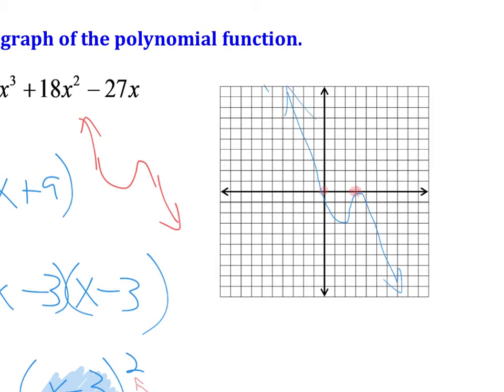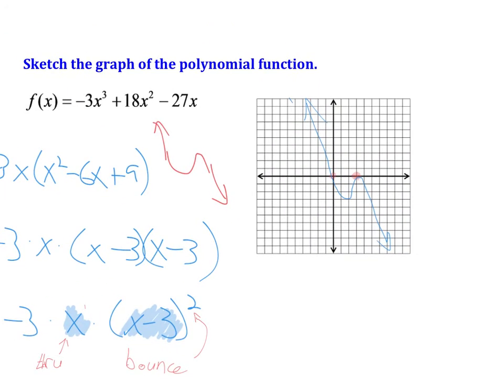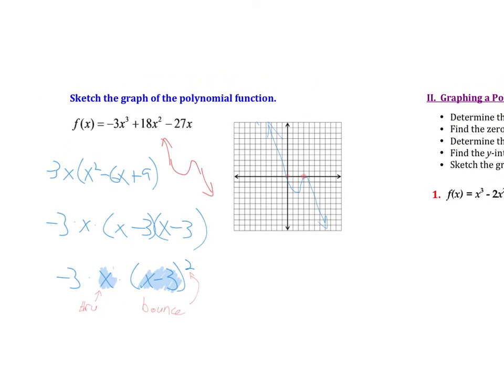There we go. Your graph might not look the same as mine. As long as it's got that general shape, you're good. We don't really know how far down that little valley is going to go. We could figure it out by plugging in specific x values, but you know me, I'm a lazy man. Don't feel like doing that.